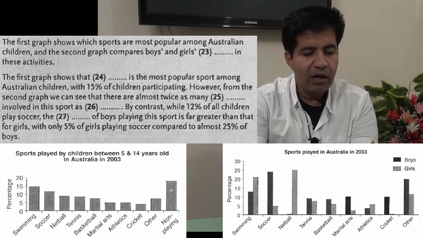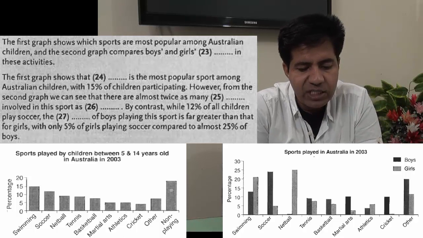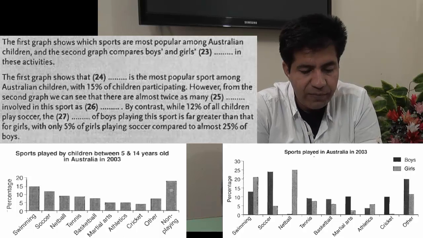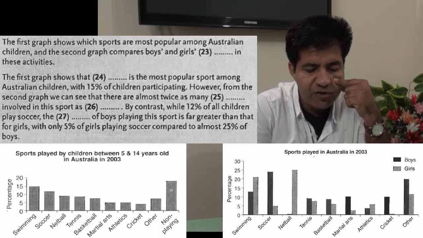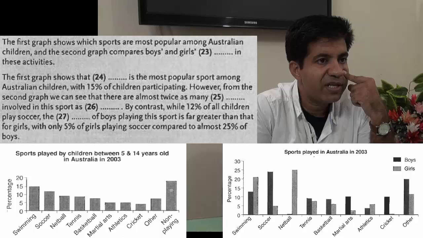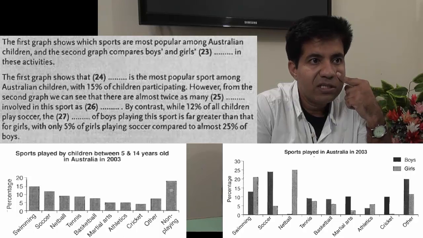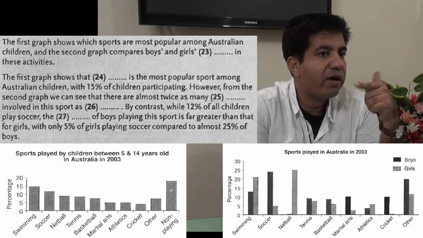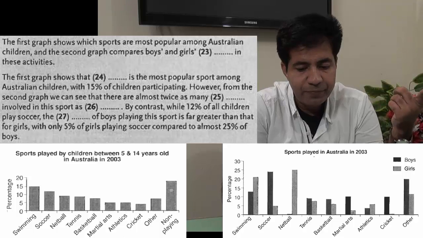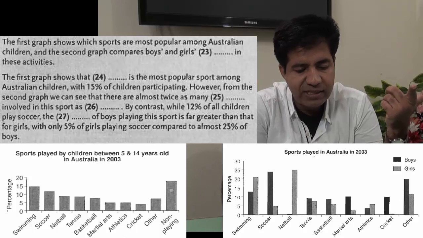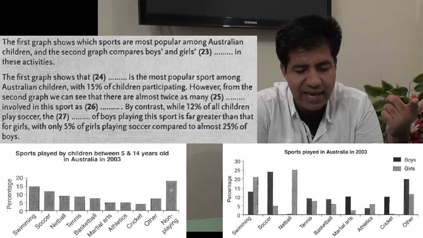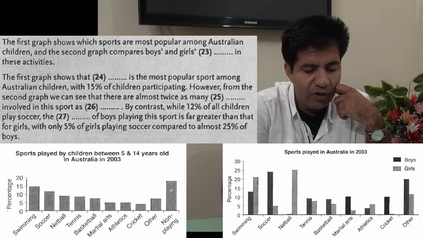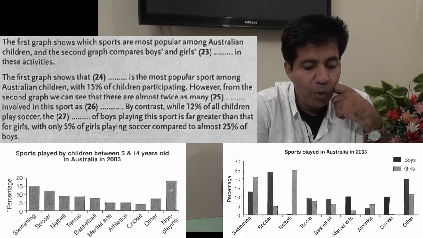Let's go ahead. Now one by one. The first graph shows that swimming is the most popular sport among Australian children, with 15% of children participating. So there are 15% of them, they are participating in swimming. However, from the second graph, now however means contrast, the opposite thing. However, from the second graph, we can see that there are almost twice as many girls, very good. There are twice as many girls involved in these sports as boys.